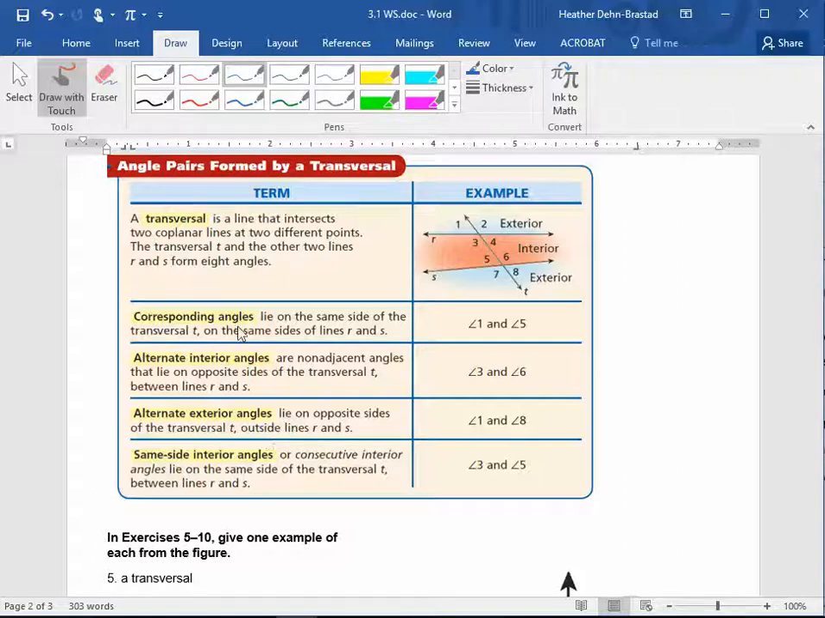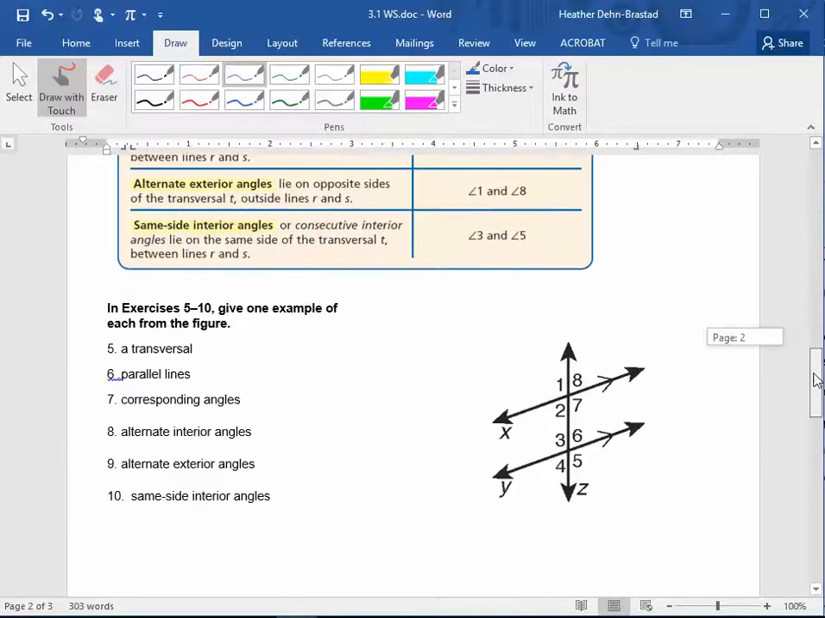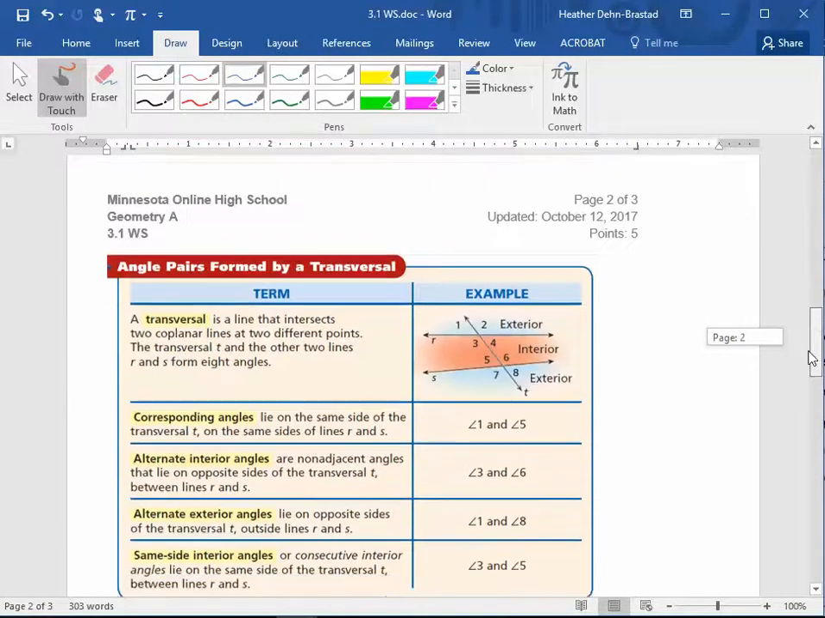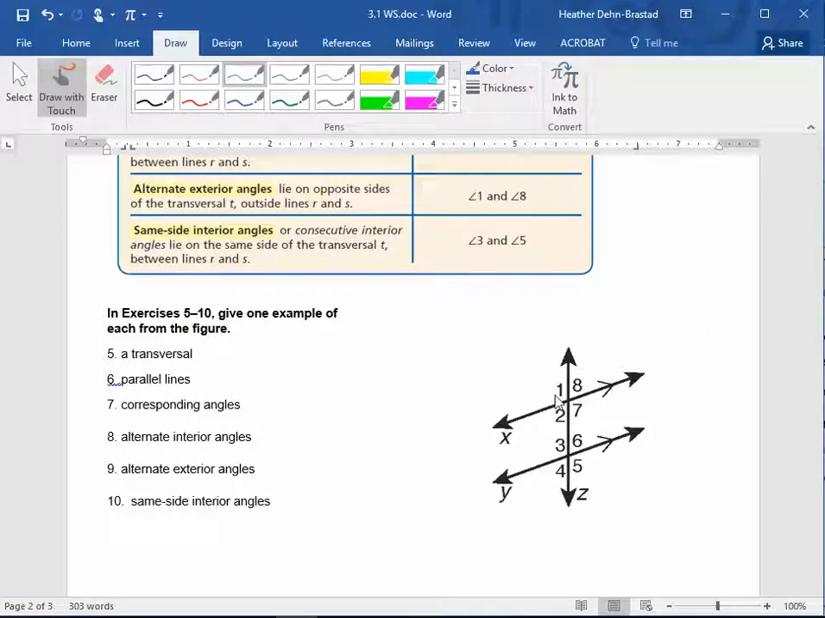What are corresponding angles, alternate interior, alternate exterior, and same side interior, and then naming them from some problems below. Remember that when you name an angle, you can either name it by 3 points on the angle, including the vertex in the middle, or sometimes they put numbers in the interior of the angle, and that's what they did in here.